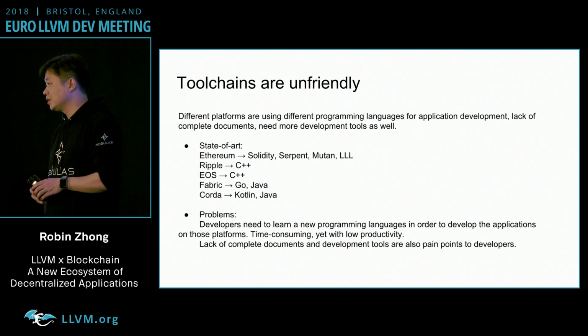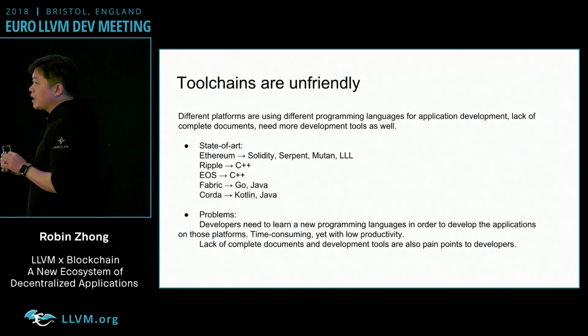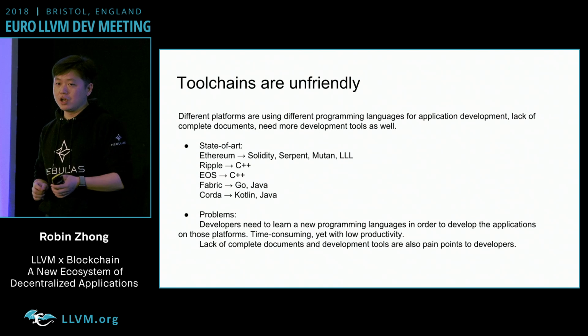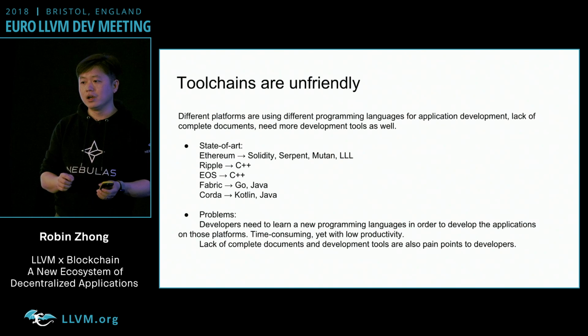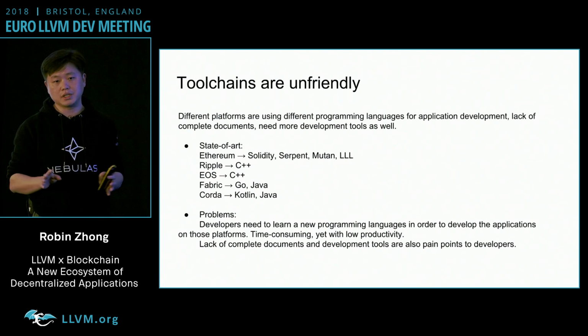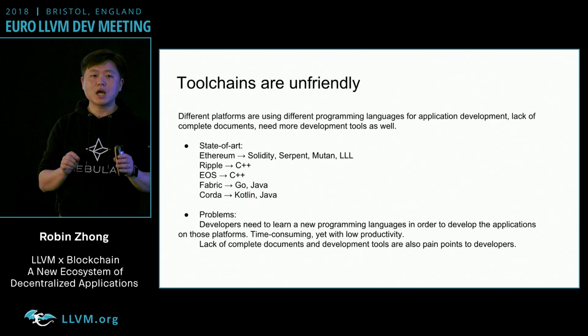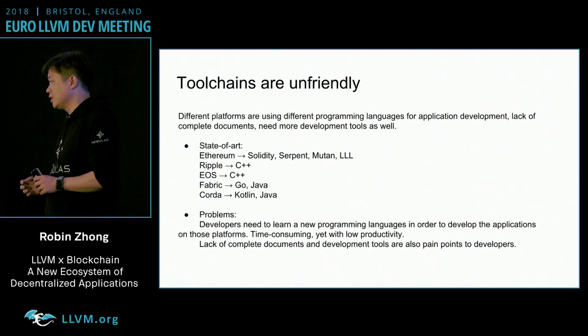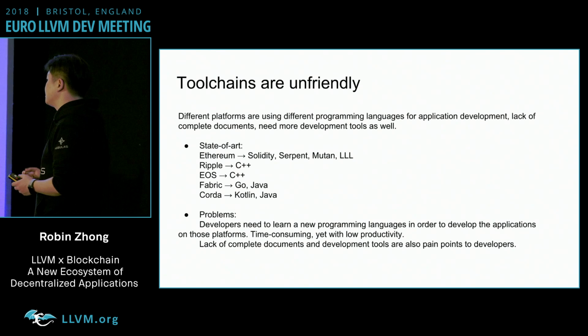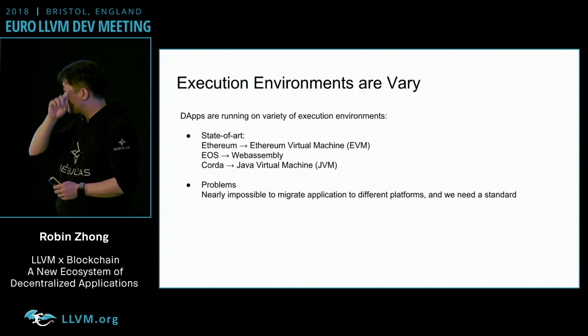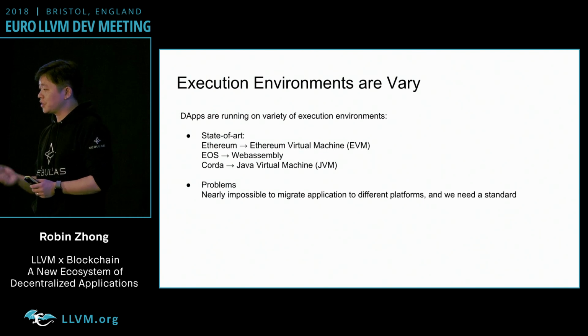So from that point, we think if we can provide a more mature toolchain for those smart contract developers, it will boost the whole community and make more and more developers join this community. So that's the second. And next is about the execution environment.